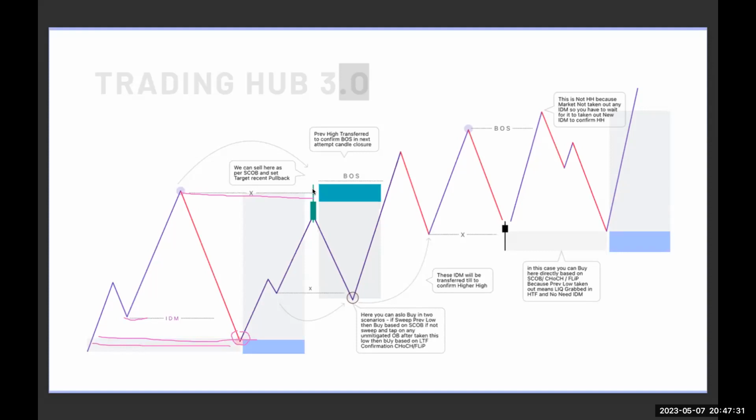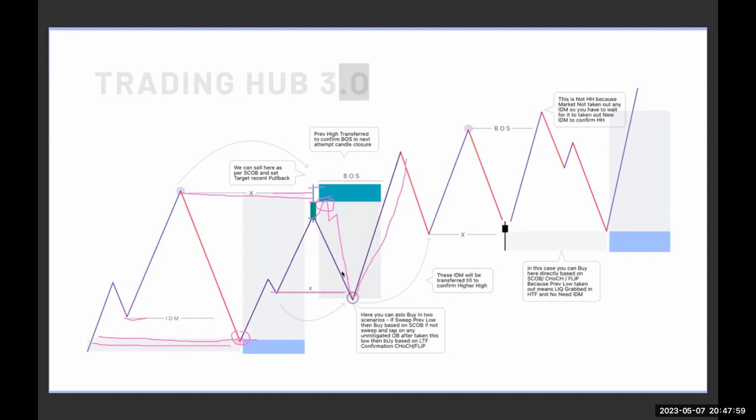And remember one more thing, this is a 50% probability setup. This is not high probability. Why? Because the trend is bullish. So at the previous high, you can buy or sell based on single candle order block and target the first pullback, which you can say is the inducement, right? You can sell here for the short term because in the next attempt the market can possibly go higher.